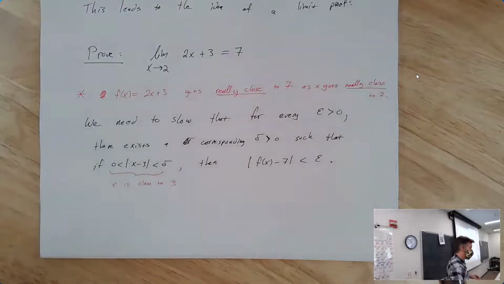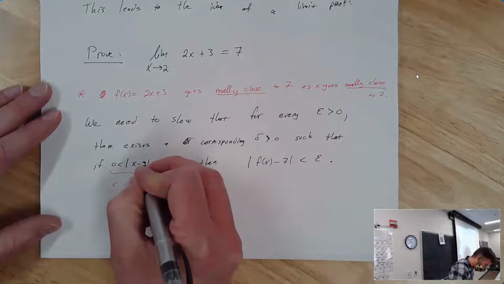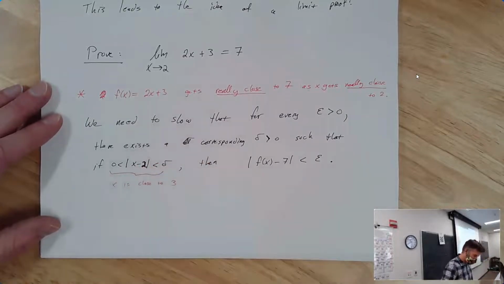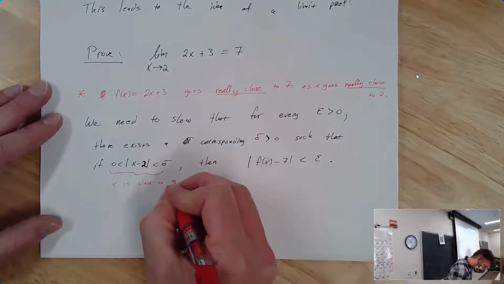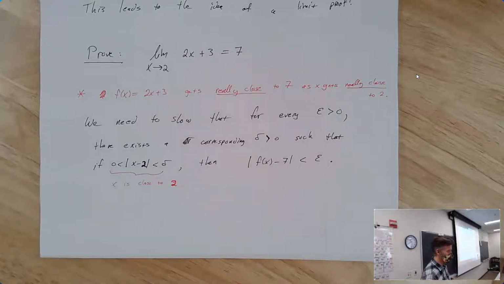Wait, where did you get the x minus 3 from? Oh, sorry, because I was looking at the wrong thing. I apologize. We want to be close to 2. Sorry about that. Holy smokes. Thank you. It's because I changed the example from the notes and then I read the wrong thing.